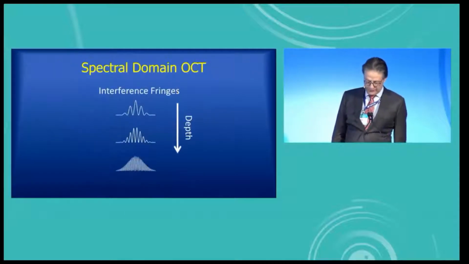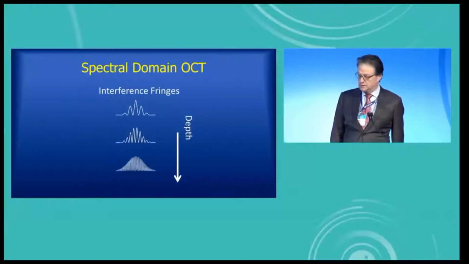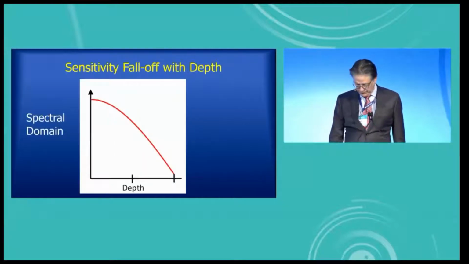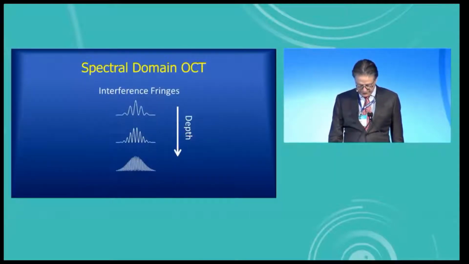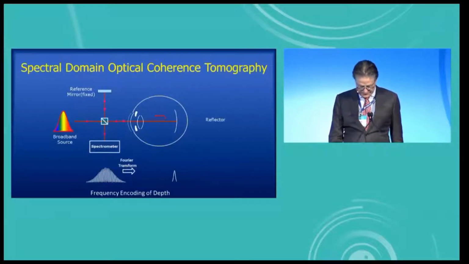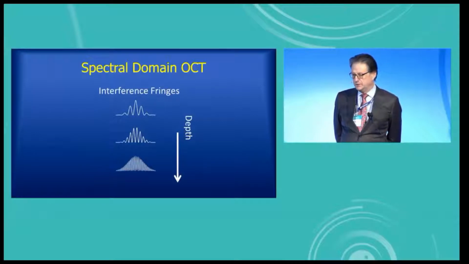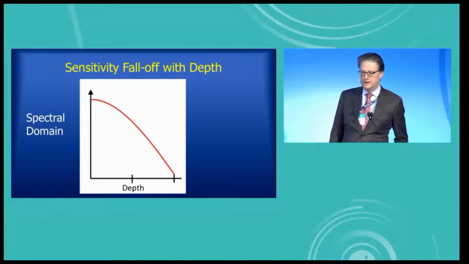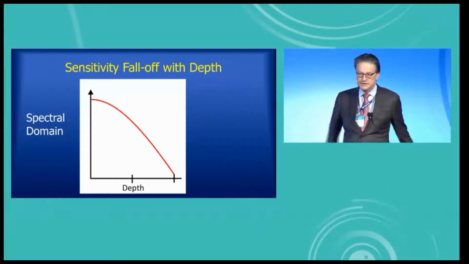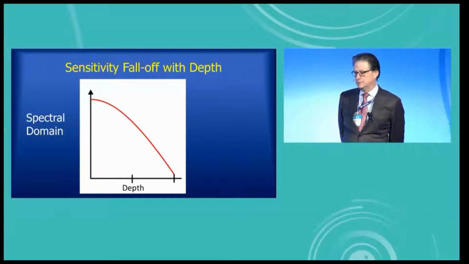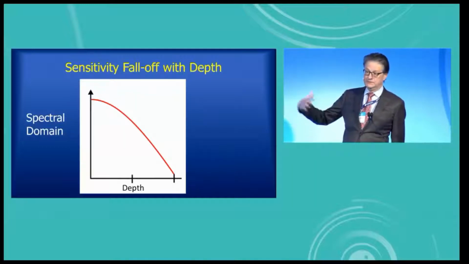And you end up getting a fairly complex waveform that can be decoded with a Fourier transform to make an A scan, and many A scans make a B scan. Now, the ingenuity of spectral domain OCT is that there's depth encoding of the reflection, but that's also one weakness, in that the instrument is less sensitive to these higher frequency interferograms. So increasing depth also means decreasing sensitivity.